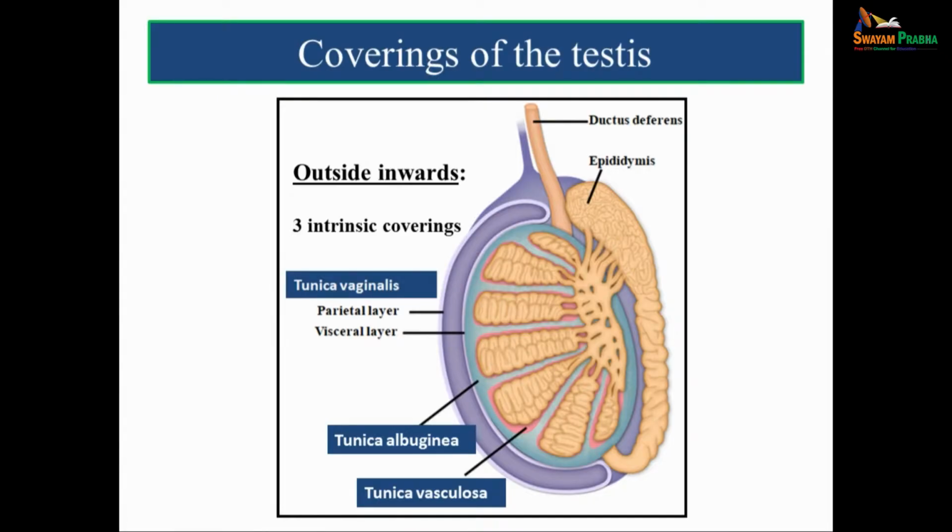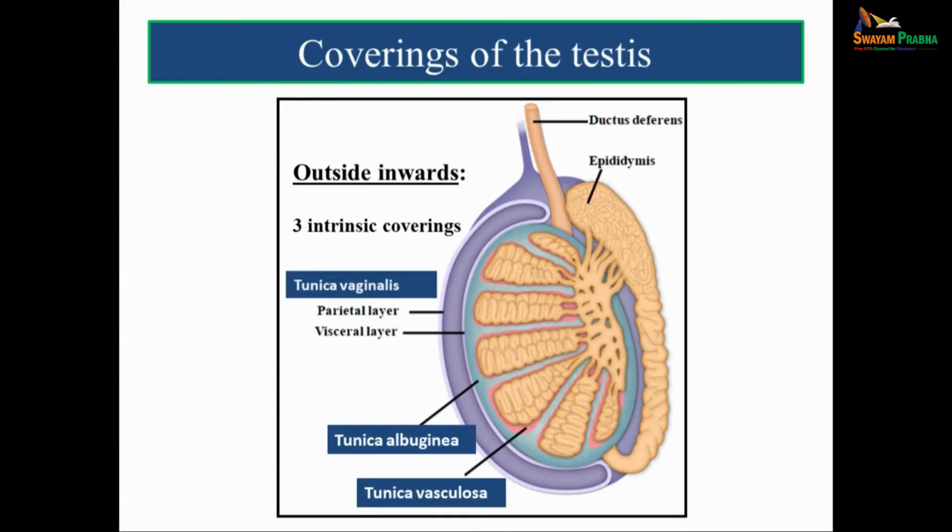So far we have done the external features of the testis. There are two poles, two borders and two surfaces. The poles are upper pole and lower pole. The borders are anterior border and posterior border, and the surfaces are medial surface and lateral surface.